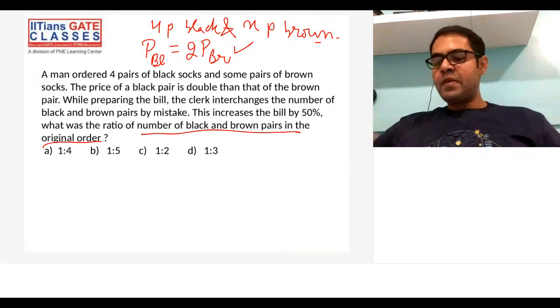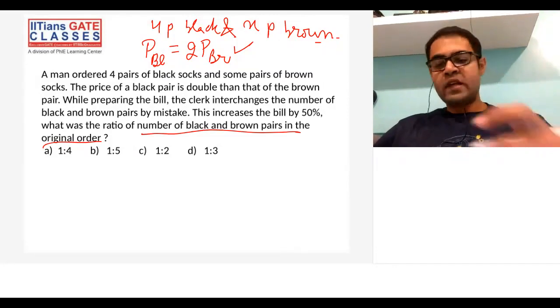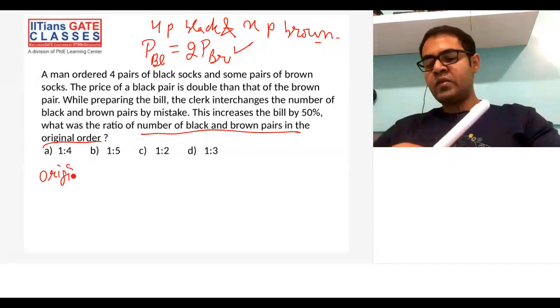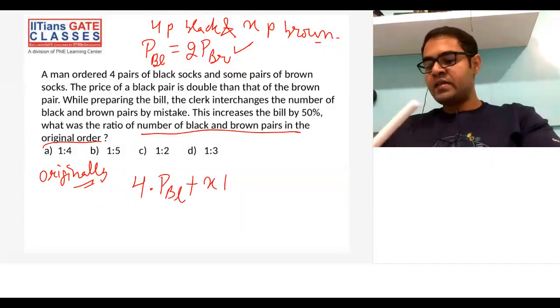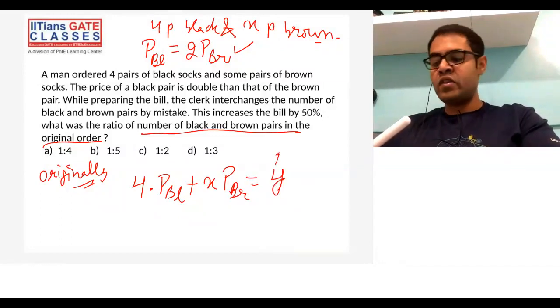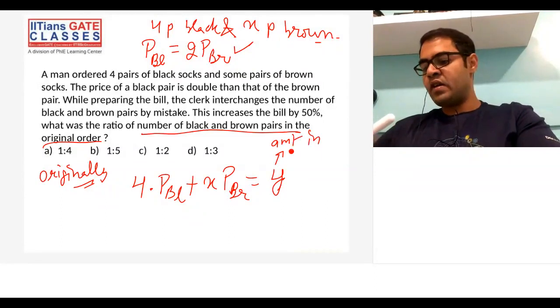Just converting the statement into an equation. Now, while preparing the bill, the clerk exchanges the number of black and brown pairs by mistake. Okay, this increases the bill by 50%. So let's write the original bill. Okay, originally what was the thing? Originally he had 4 pairs of black socks. So that means 4 into price of black socks plus x into price of brown socks. Okay. Let's say this was Y. Y is the original bill. Y is the amount in the original bill.